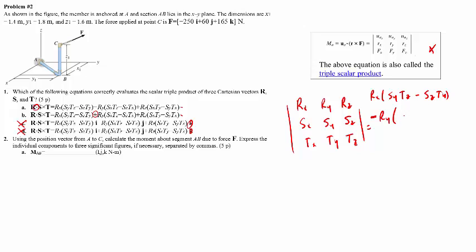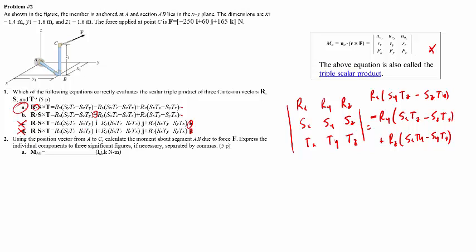minus Ry, and then I have Sx Tc minus Sc Tx, and plus Rz, and then you have Sx Ty minus Sy Tx. So whenever we look, then the answer is A. Okay, so this put the answer B into question, so that's it.